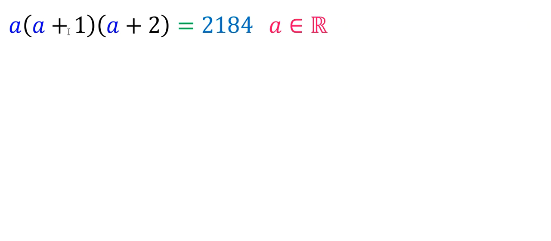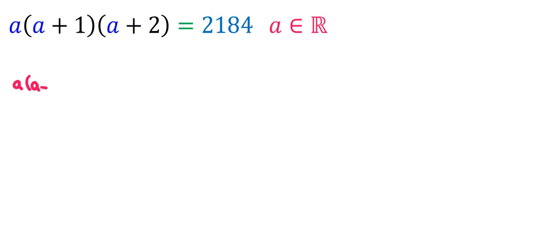a times a plus 1 times a plus 2 equal to 2184, and a is a real number. We want to find all possible values of a. The first step, we can say the degree of the left hand side is 3. So if we can find one root, then the solution will be so much easier. Now let's see how we can find the solution.